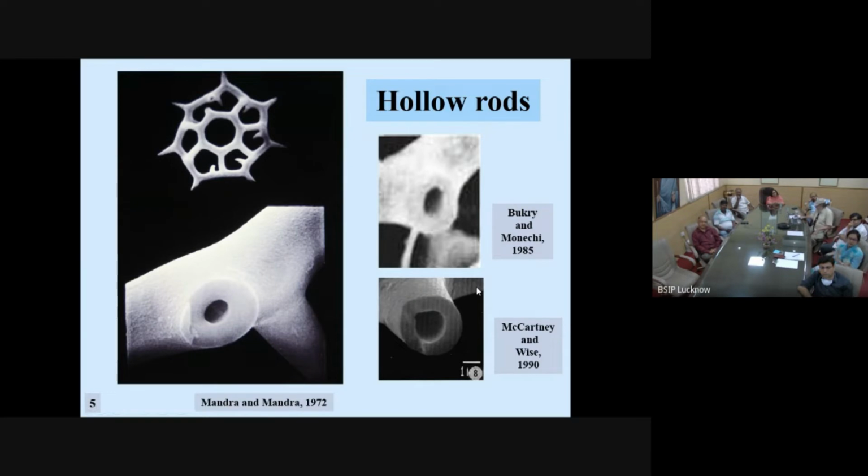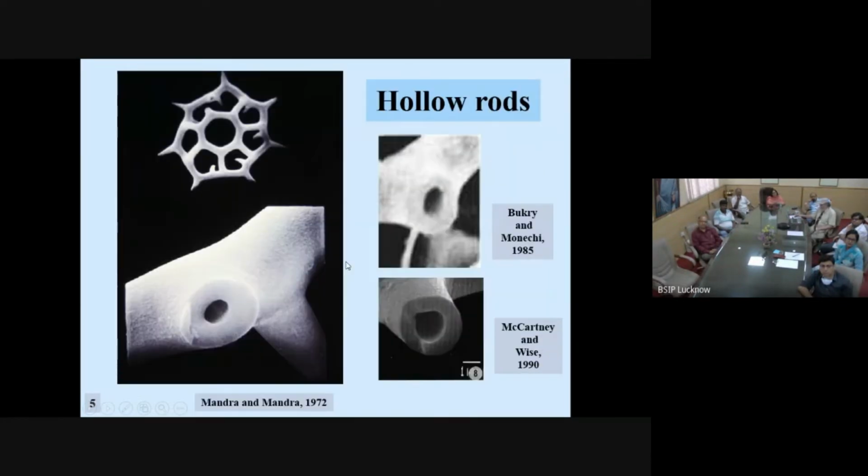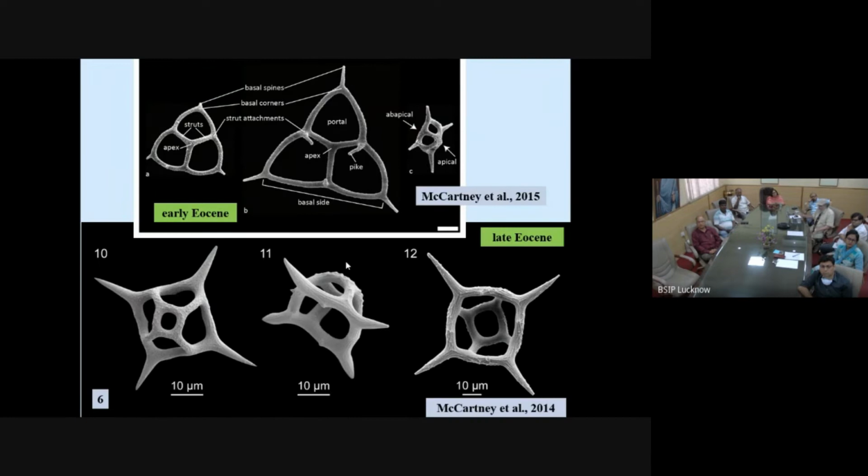I'll go back again here. The ebridians and radiolarians have internal skeletal elements. The silicoflagellates do not have internal skeletal elements, and they also are different from the other two in that the skeletal elements themselves are hollow. So they're very much saving on skeletal material here.